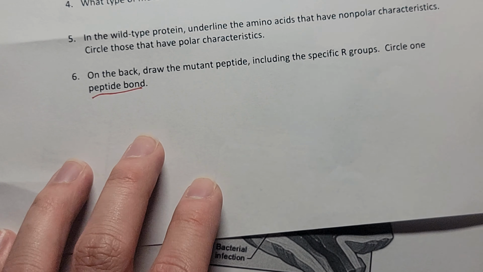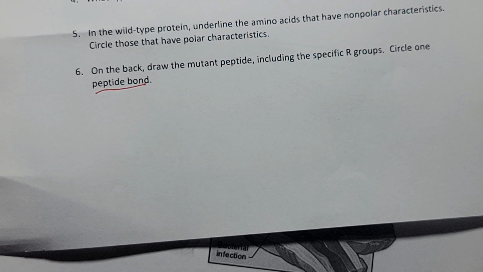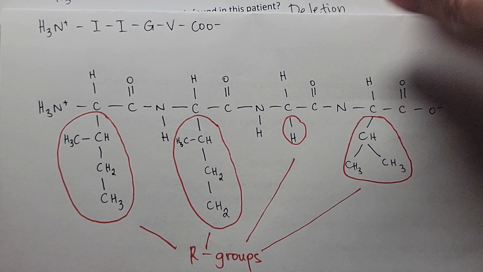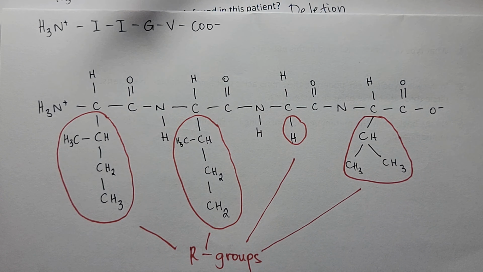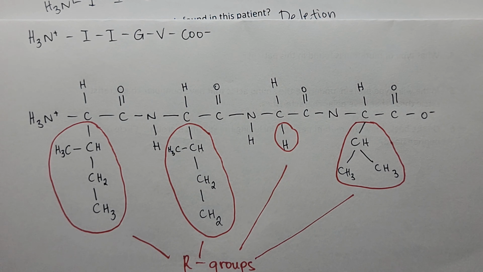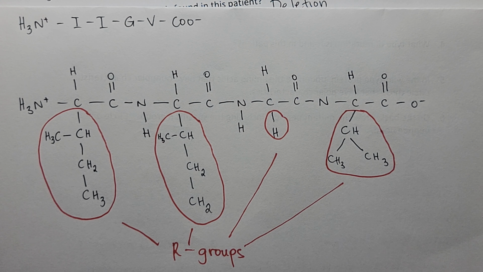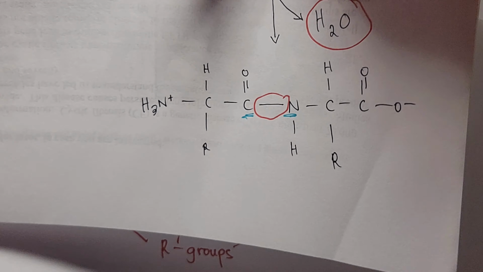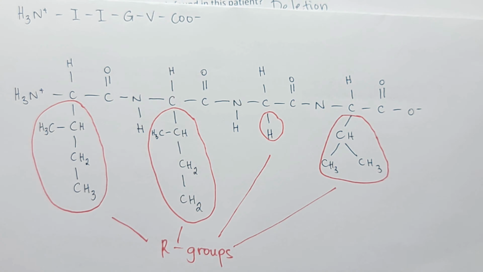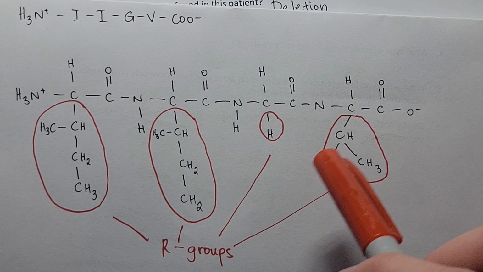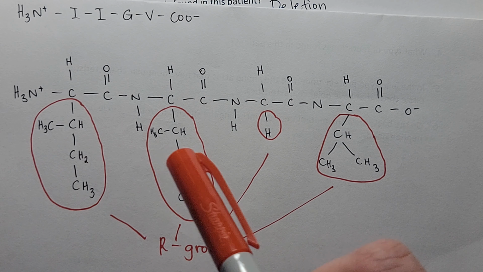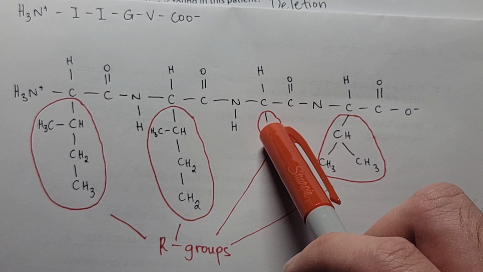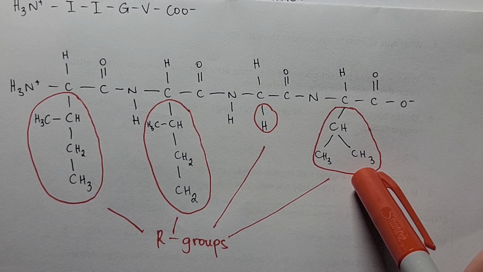For the activity, it says draw it out, including the actual specific R group. So I drew it out over here. This is our mutated peptide sequence. It's isoleucine, isoleucine, glycine, and valine. So these over here are the R groups from what I drew earlier, like the general amino acid formula. These are your specific R groups. This corresponds with isoleucine, isoleucine, glycine, and valine.